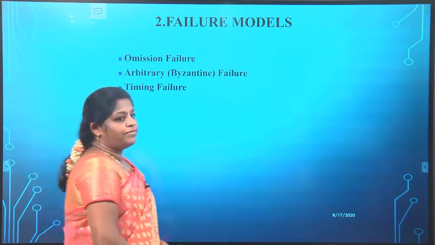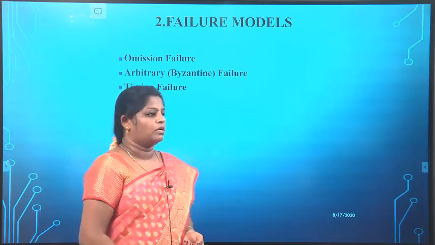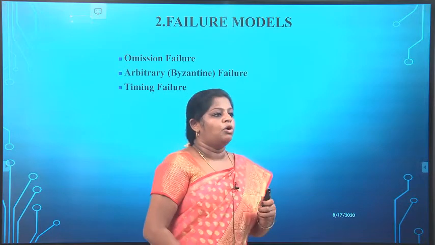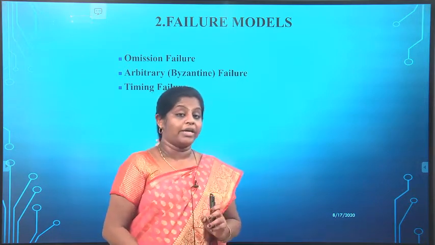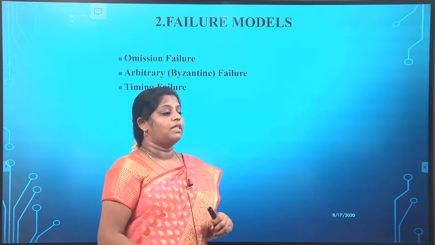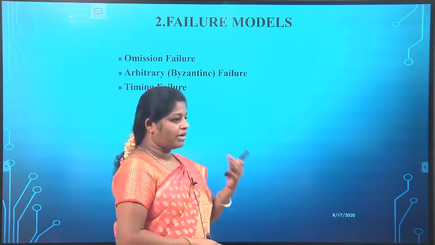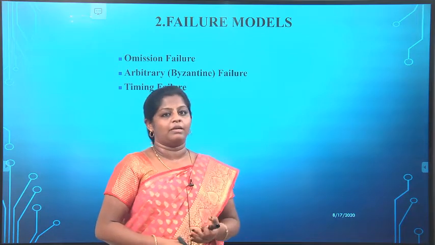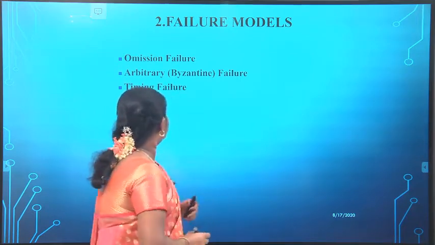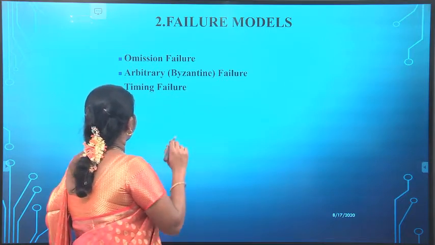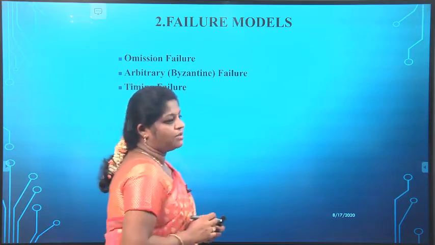Next, now we'll see the second model, that is the failure model. In a distributed system, both processes and communication channels may fail. Why do they fail? They may depart from what is considered to be correct or desirable behavior. The following are the common types of failures: one is omission failures, next is arbitrary Byzantine failures, and next is timing failures.